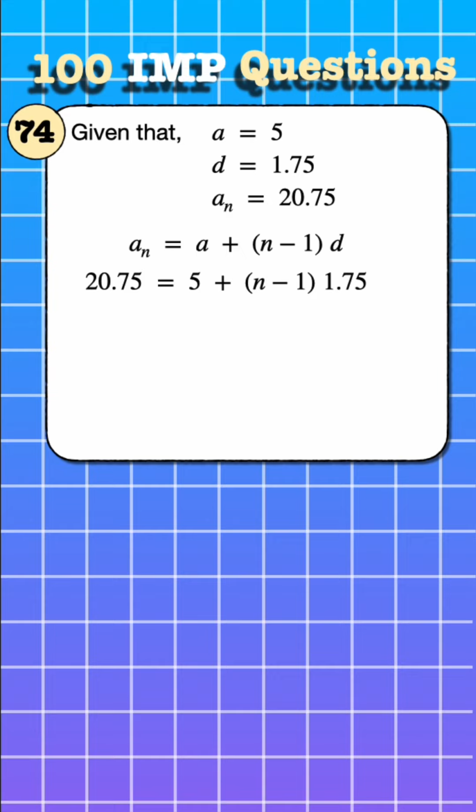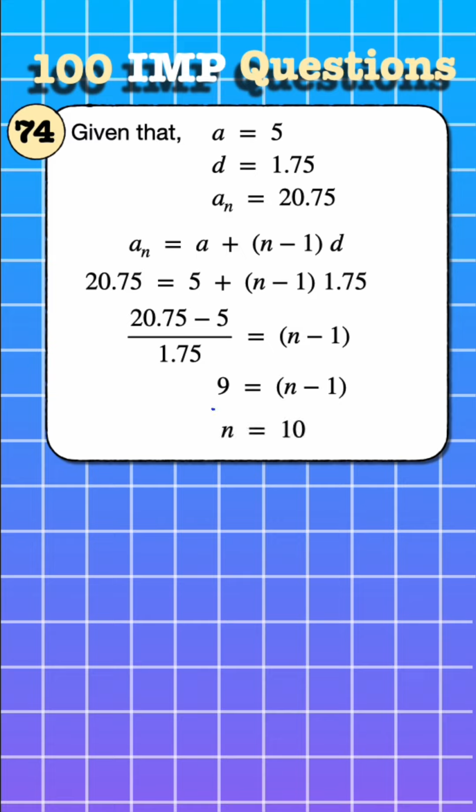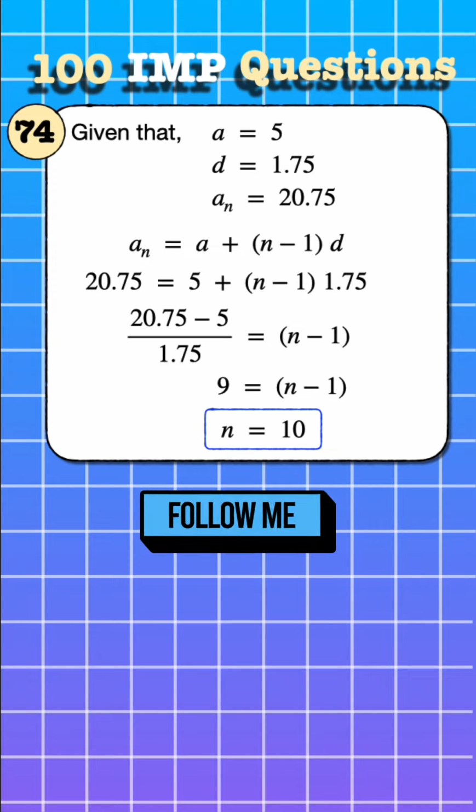So 20.75, 5 will go on the left hand side, so it will be minus 5 and 1.75 को transfer करेंगे, it will go in the division, that is equal to n minus 1. Okay, so n minus 1 is equal to 9, minus 1 will go on the left hand side, n is equal to 9 plus 1, that is 10. तो जो 20.75 rupees है, that will be his saving in 10th week.